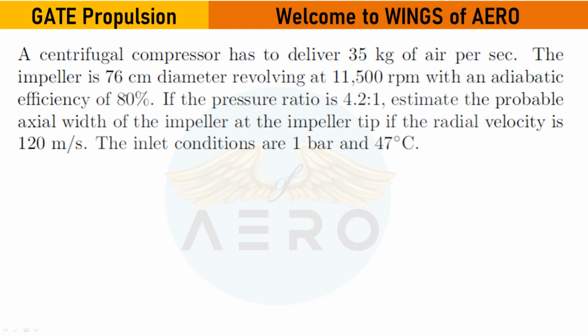The impeller is 76 centimeter diameter, revolving at 11500 rpm with an adiabatic efficiency of 80%. If the pressure ratio is 4.2 to 1, estimate the probable axial width of the impeller at the impeller tip if the radial velocity is so and so. They have given the inlet condition as well.